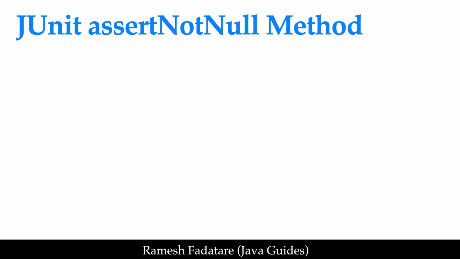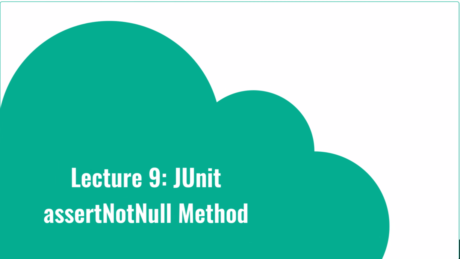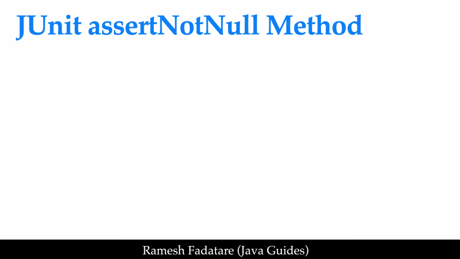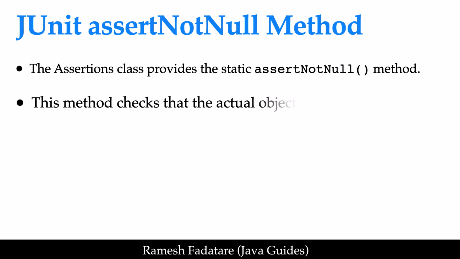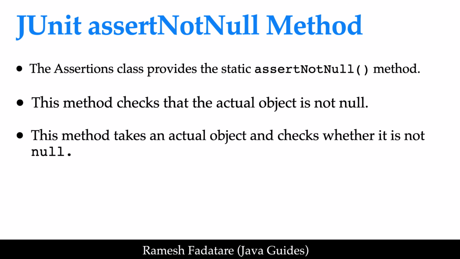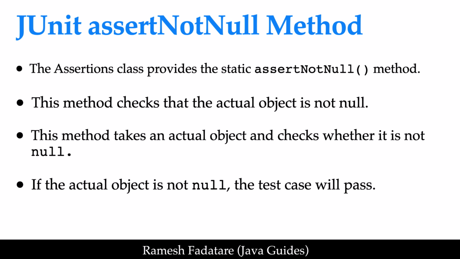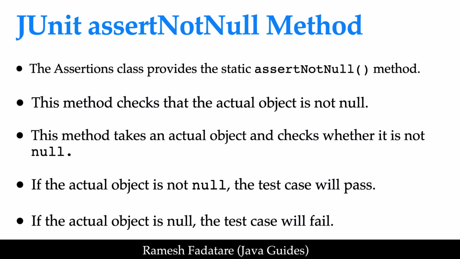Hi everyone, welcome back. In this lecture we'll take a look into the assertNotNull method, which is exactly opposite to the assertNull method, which we discussed in the previous lecture. Well, the Assertions class provides the static assertNotNull method, which we can use to check the actual object is not null. This method takes an actual object and checks whether it is not null. If the actual object is not null, then the test case will pass. If the actual object is null, then the test case will fail.